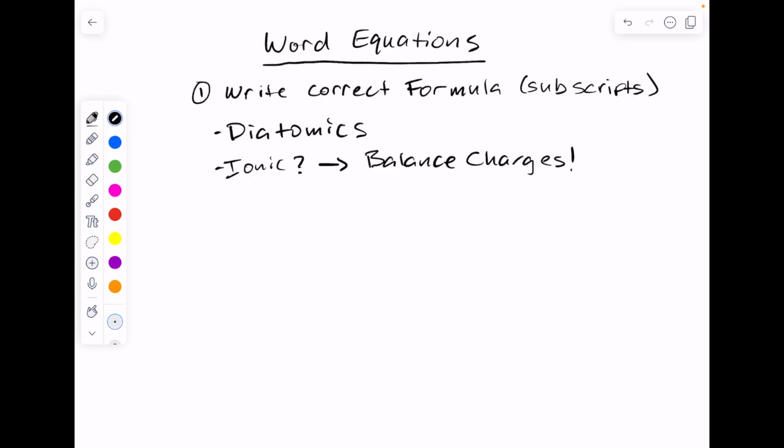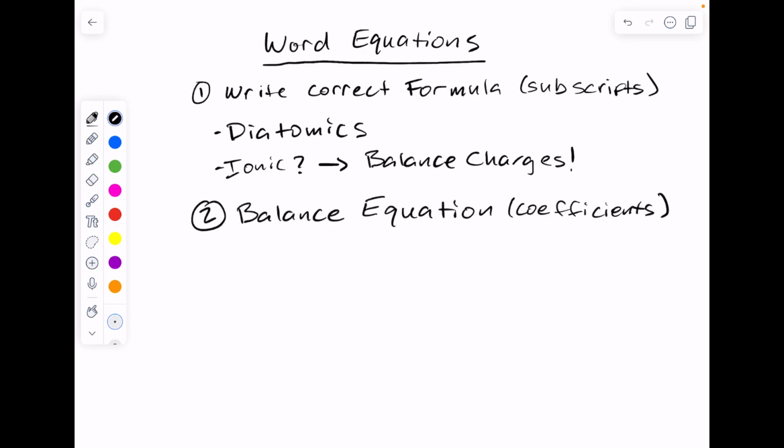If we have an ionic compound, we have to remember to balance the charges. Again, both of these involve changing the subscripts. Once we have the correct formula, we can balance the equation. When we are balancing the equation, we can only change the coefficients. Let's look at some examples.